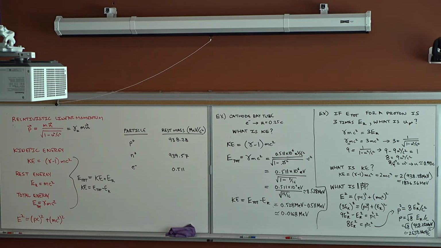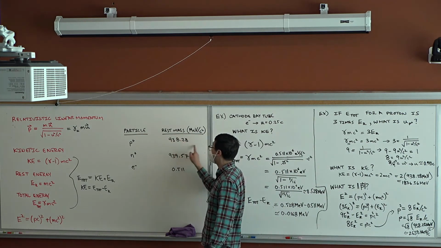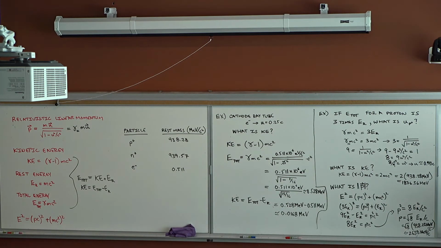Is that all right? So you went from 8 E_R squared over C squared to P equals... I square rooted both sides, and the square root of 8 E_R over C quantity squared is root 8 E_R over C. And then E_R is just MC squared, which is just 938.28 mega electron volts divided by C. You said those are the units of momentum? Yep, those are perfectly valid units of momentum.